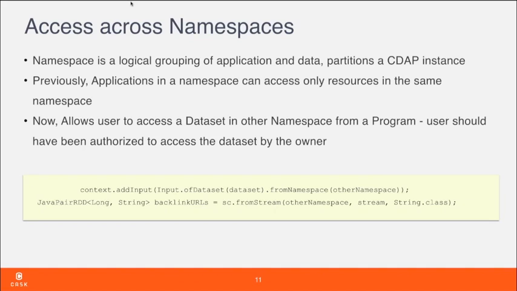Now, with this, you can also programmatically access data in different namespaces. We have exposed very simple to use APIs, and for people who have been using CDAP, you already know that you can specify datasets which can be accessed within the same namespace. Now you can qualify that with the namespace from where you need to access it. For this to work, you need to have access to those datasets in those namespaces. To gain access, you have to talk to the owner of the datasets in that namespace, and they can configure it from a command line or REST API.